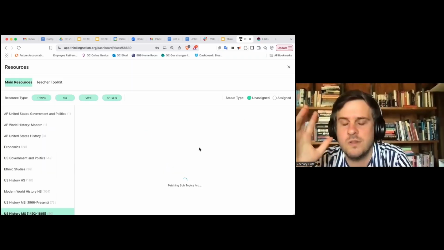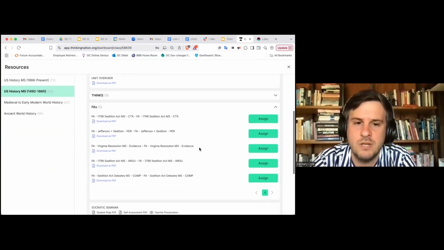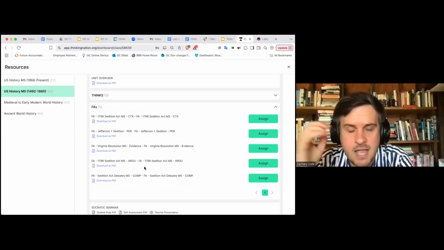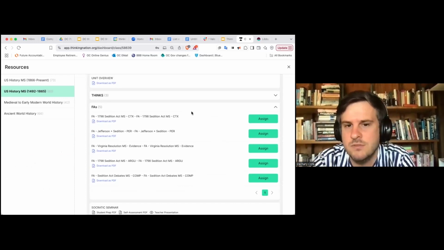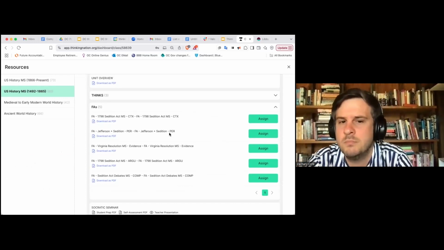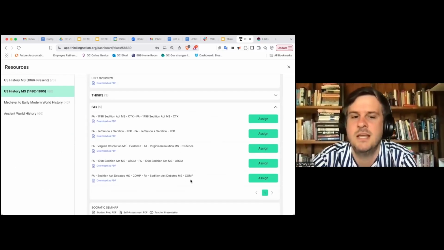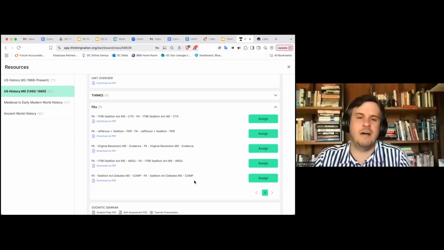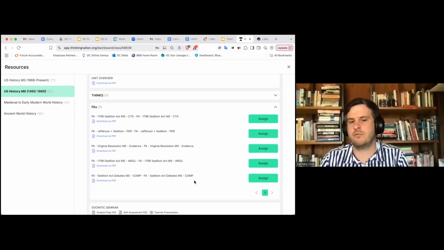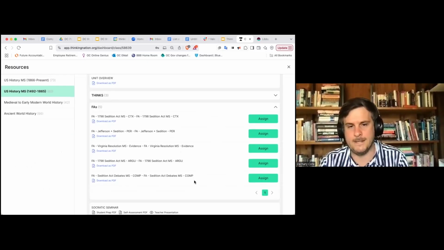So we have these formative assessments. There's usually between 4 and 5 per unit. In this case, we see 5 here. And you can see they're assessing different skills. We have one on contextualization, one on evaluating perspective, evaluating evidence, evaluating arguments, and comparison. So this allows you to assess multiple thinking skills through the content of a particular unit of study.